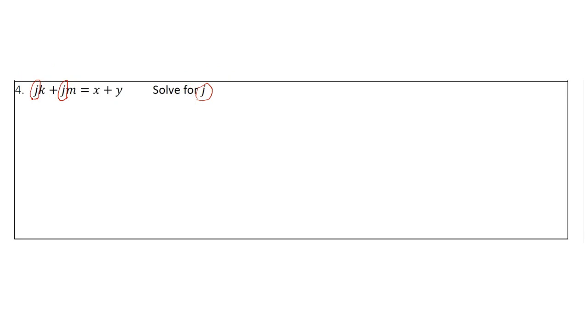Replace the other letters with random numbers. K with 5, M with 7, x with 2, y with 3. Before we begin, let's arrange the terms to look more familiar. I will write 5j plus 7j equals 2 plus 3. To match this on the left, write kj plus mj equals x plus y.